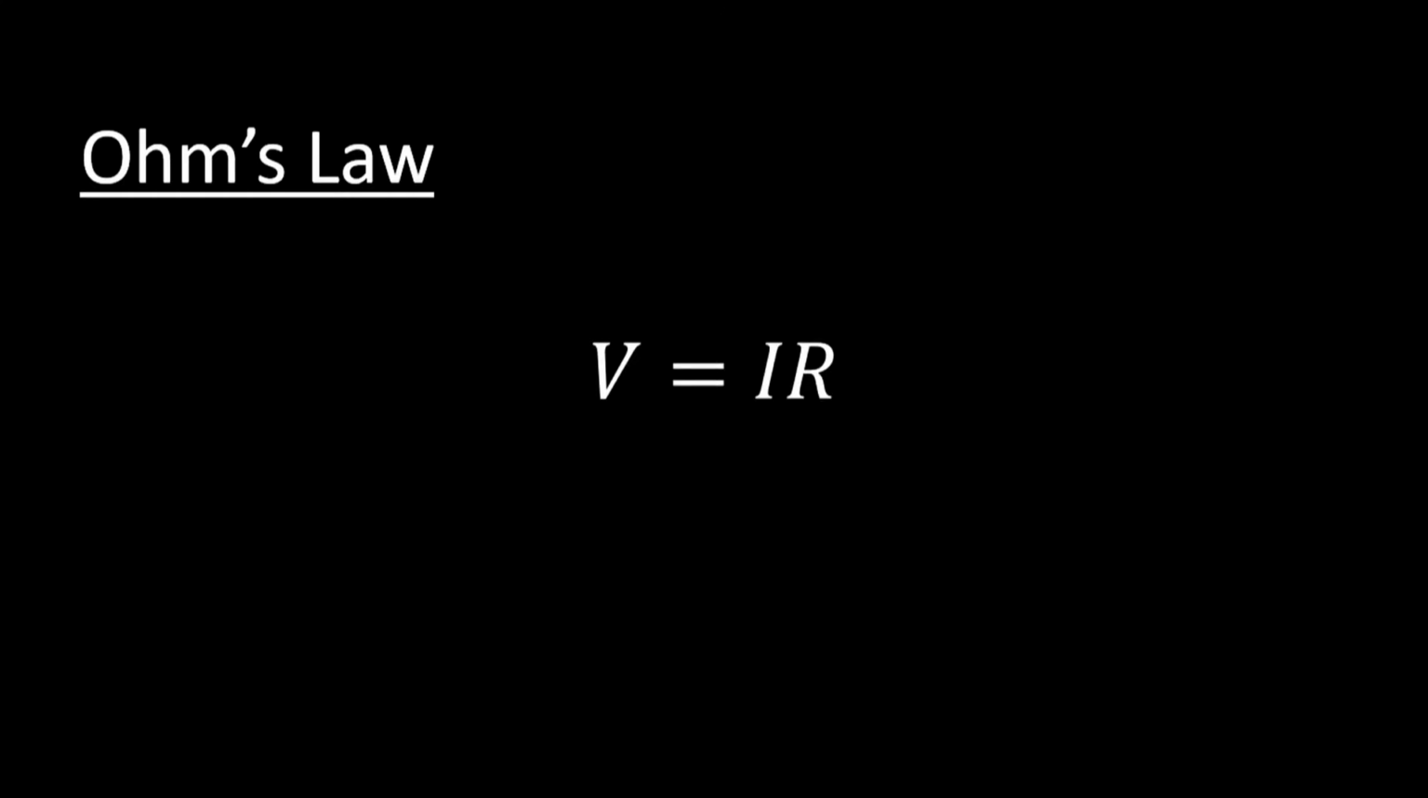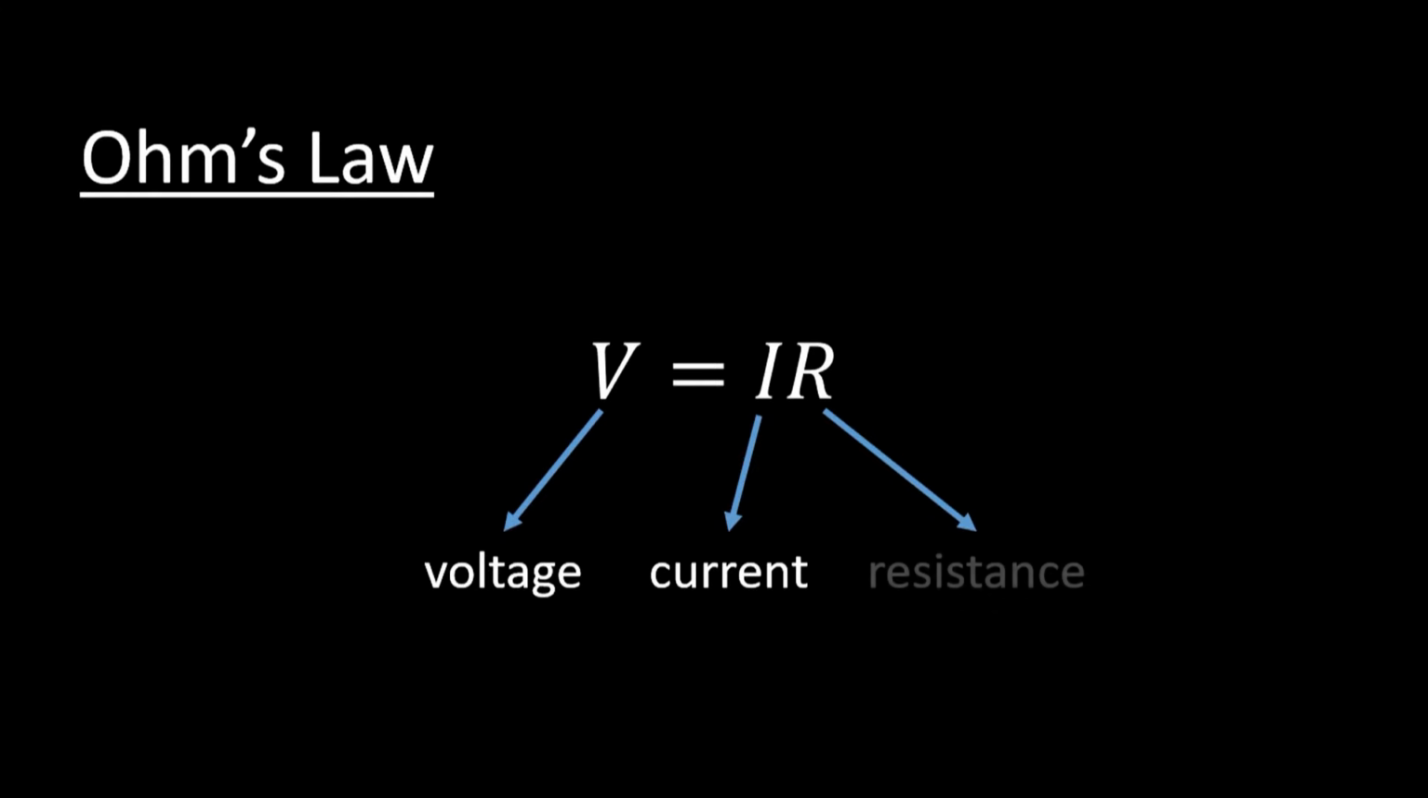Ohm's law describes the relation between the voltage difference across a resistor and the current through the resistor. It says that V equals I times R, where V is the voltage, I is the current, and R is the resistance. The SI unit for voltage is volts, for current is ampere, and for resistance is ohm.